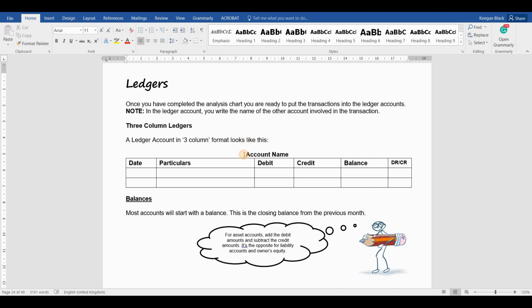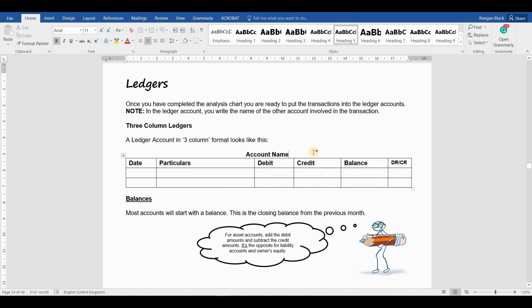So this is a ledger account here. We call this a 3-column format ledger because there are other types, but we're only going to focus on this one. You can see that it has an account name at the top, and I'll show you a bunch of account names in a second. It has a date column, something called a particulars column. It has both debit and credit columns, and then it's got a balance column which will either be in debit or credit.